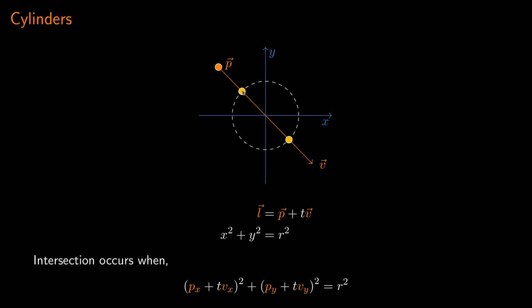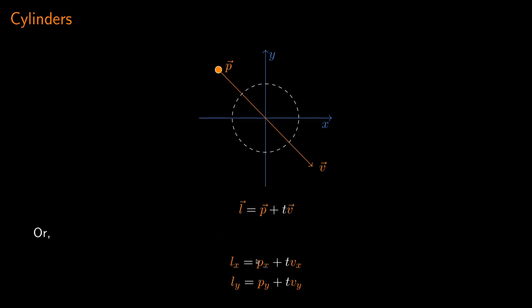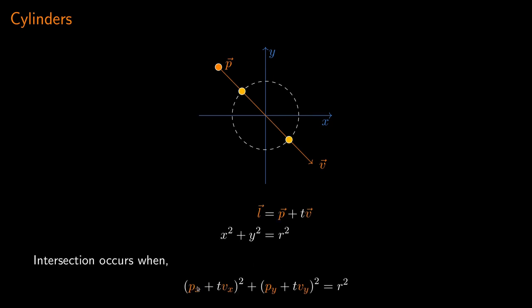So we know that intersection, represented by the two yellow circles here, occurs when we take the expression we had for x, Lx, which is px plus tvx, and put it into x here. So we get (px plus tvx) squared plus (py plus tvy) squared equals r squared. If we solve this equation for t, that will give us the values of t when intersection occurs between this line and this circle. This is very similar to what we did for a sphere, except we're just ignoring the z-coordinate.